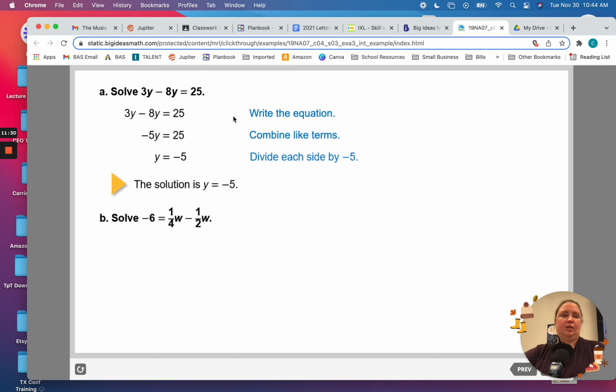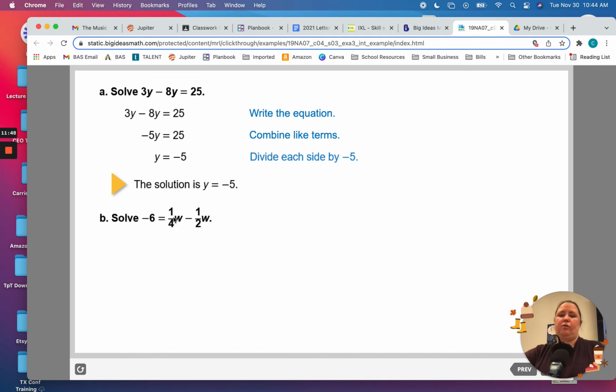Well, write faster. You got it? Okay, let's look at the second one. Now, all they did was flip-flop the equation. You can still solve it. We just got to get the variable by itself. Okay? So we're going to combine like terms again.